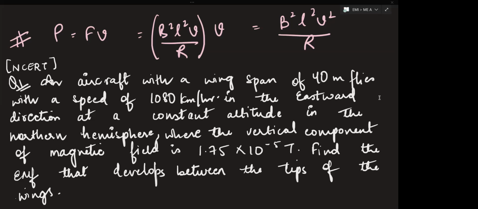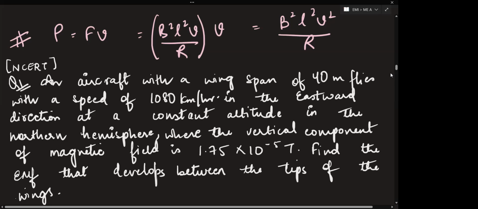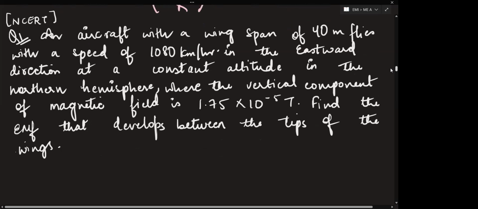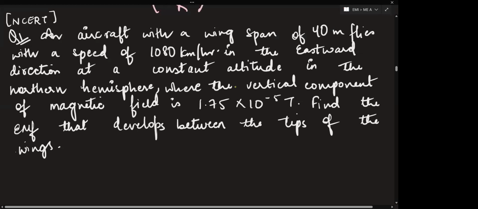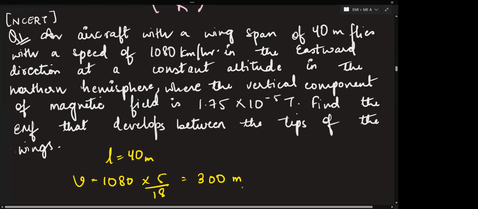See, this question says that an aircraft with a wingspan of 40 meters. This means the length, because instead of the conductor, you will have the length of the wing of the aircraft. So length becomes 40 meters. It flies with a speed of 1080 kilometer per hour. We have to convert it into meter per second. Anyone just cross check, please. This comes out to be 300 meter per second.